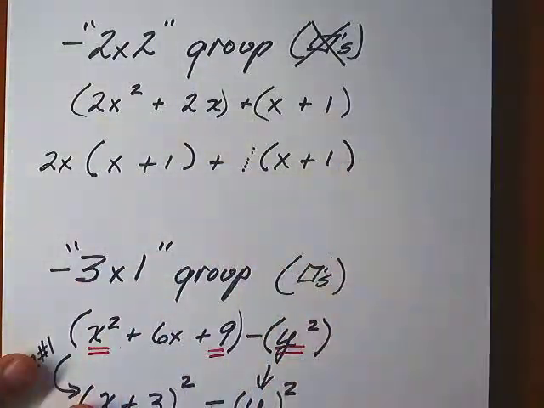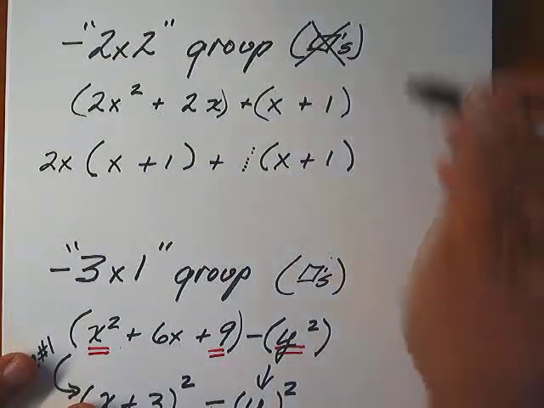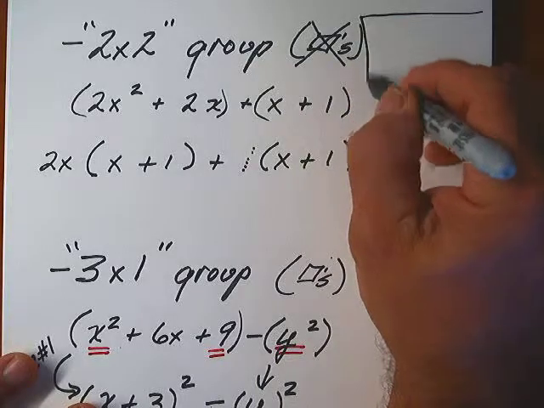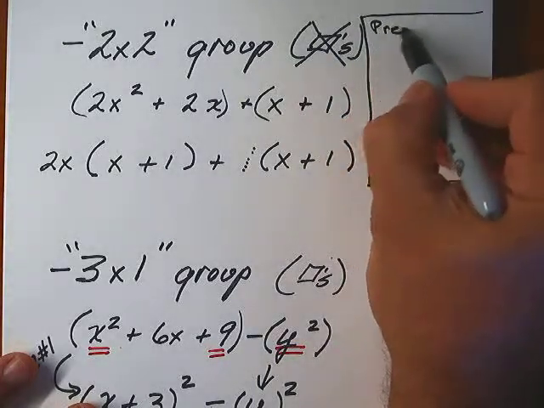plus, and there's an imaginary 1 right here because there's nothing in front of this, and it can't be 0 because it cancels the whole thing out. So here is your result from grouping the first 2 and the last 2.